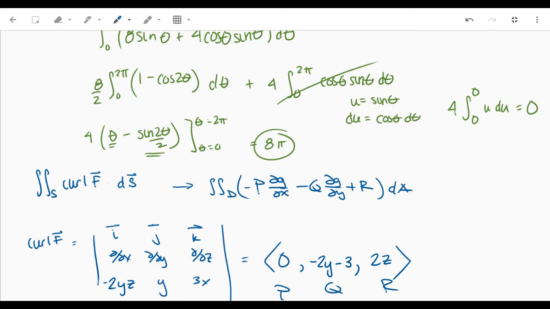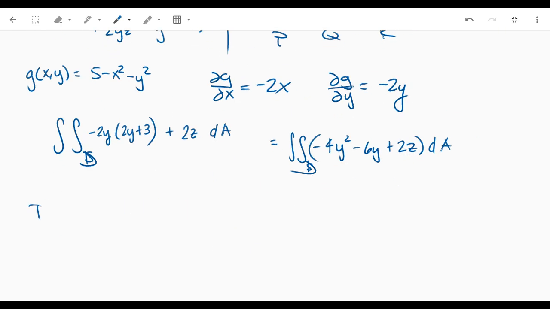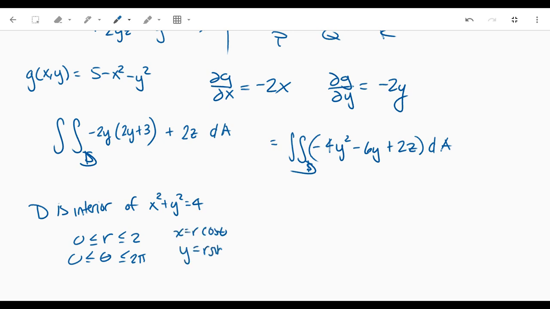So D is the interior of x squared plus y squared equals 4. So we would want to do in polar coordinates just r between 0 and 2, and theta between 0 and 2 pi, where x would be r cosine theta and y would be r sine theta. So we would do the integral.